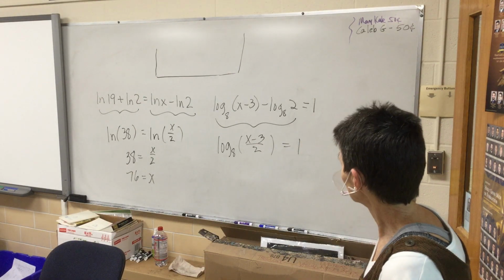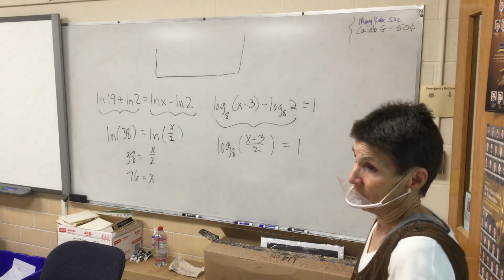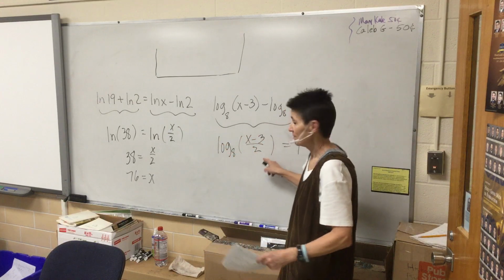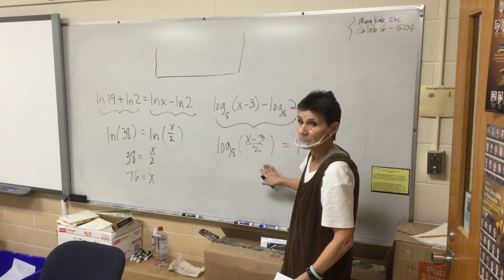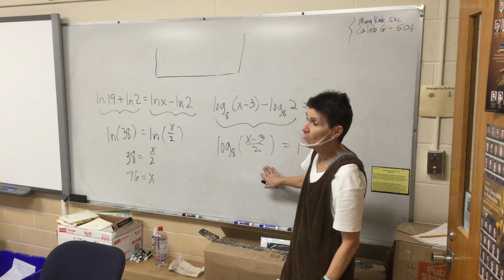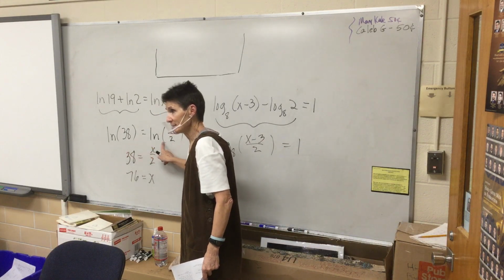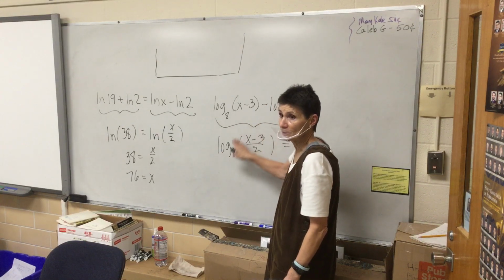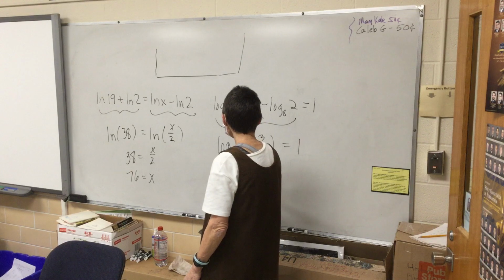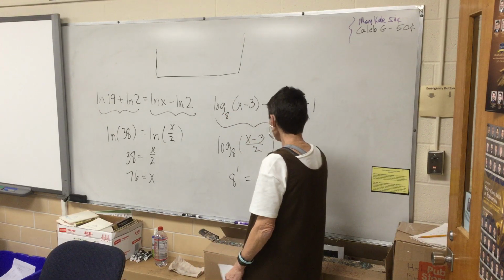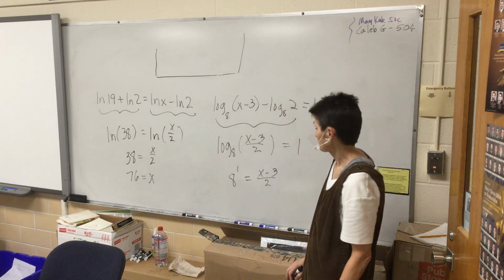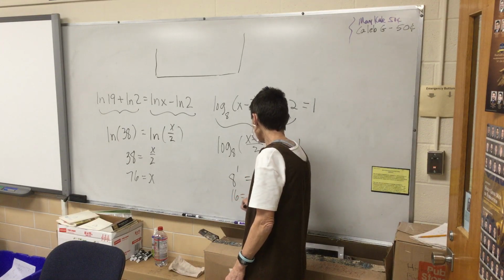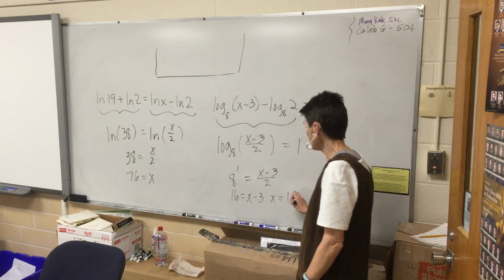Multiply the 2 or divide the log over. Now, I can't divide the log over. This is one piece. These are hooked together. I gotta loop and loop. If there's a logarithm on both sides, you drop them out. But if there's only one logarithm, you're gonna have to loop the loop to get rid of it. So 8 to the first equals x minus 3 over 2. Now I'll multiply by 2. So 16 equals x minus 3, and x equals 19.